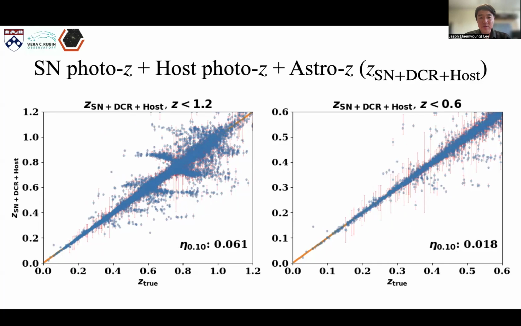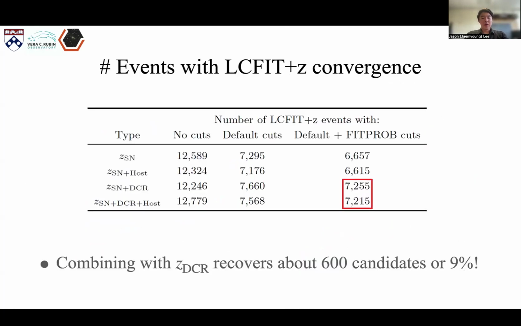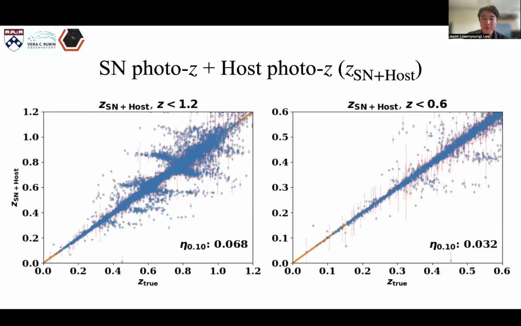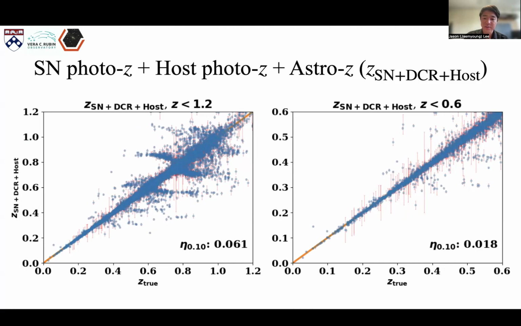But what we later found was that adding the ZDCR information actually allows more candidates to converge when using this LC fit plus C. So this means that adding ZDCR recovers about 9% of the candidates. So in this figure here, there's actually 9% more candidates than the figure before, which is actually kind of remarkable, which means that we can use almost 10% more supernovae for cosmology, and yet still have better redshift estimates.